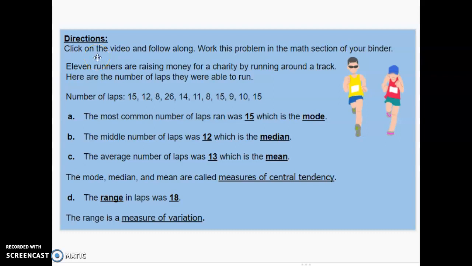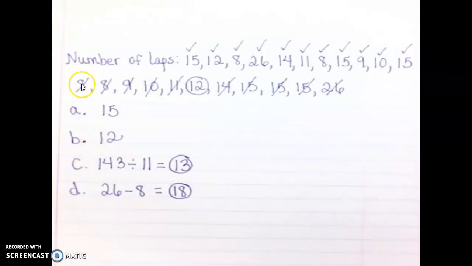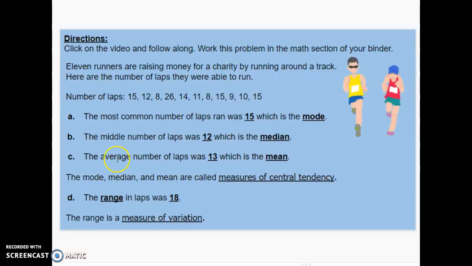All right, on the previous slide, we had this problem. 11 runners are raising money for a charity by running around a track. Here are the number of laps they were able to run. And we were given the number of laps in a random order. So what we did is we took those numbers and we put them in order from least to greatest. This was helpful in determining the answers to our questions.